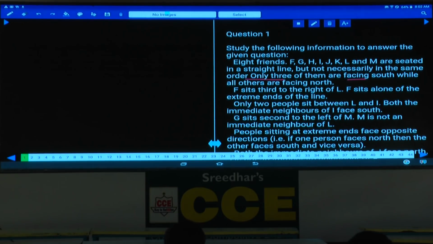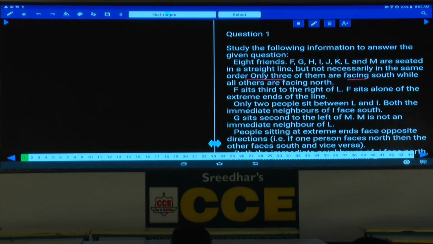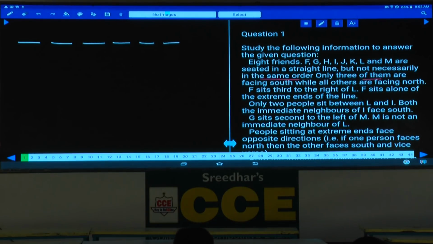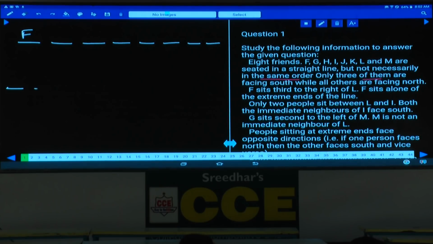Then condition number 1. Now in the first one, F sits third to the right of L and F sits at one of the extreme ends of the line. As F sits at an extreme end of the line, how many persons are there? 1, 2, 3, 4, 5, 6, 7 and 8 in total. Now among these 8 persons, F is at an extreme end of the line. F can be either at this extreme or what is the second possibility? F can be here, isn't it? There are 2 possibilities for this F.